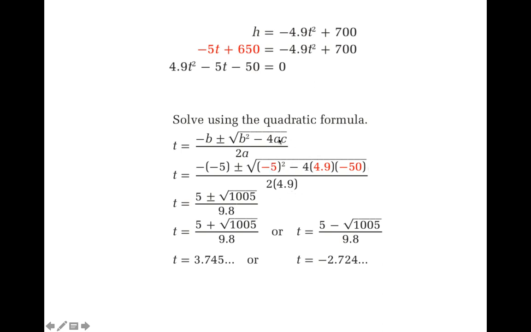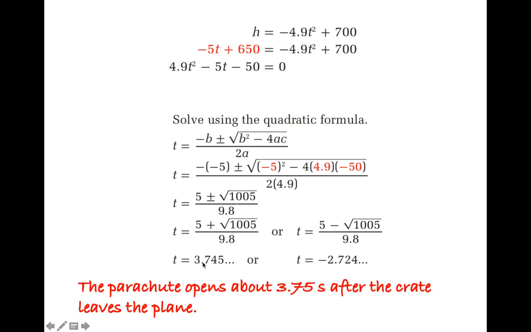And of course, as you know, in terms of what I'd like to see that you've done, I want to see the formula. I want to see where you've plugged in the numbers, but then I'm happy to just see the answers that you come up with because I know you're putting it into your calculator. I don't need to see this in-between work, really. I look at two answers. I've got a positive number, I've got a negative number. If I think back to what I'm looking for, which is time, the negative doesn't make sense in the actual context of this scenario, so I'm going to go with this one. That my time is 3.7. So the parachute opens about 3.75 seconds after the crate leaves the plane.